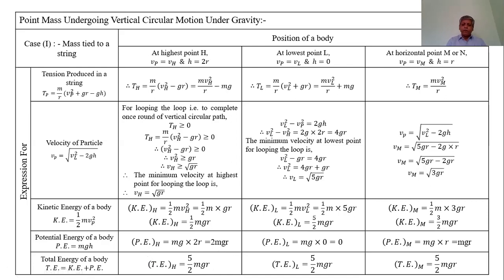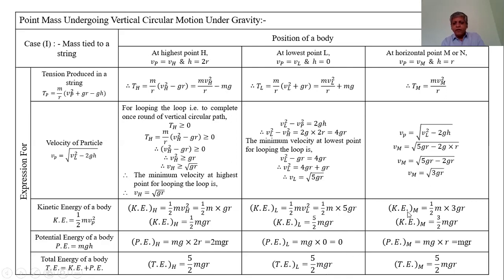Similarly, we can find out the kinetic energy, potential energy, and total energy at the lowest position and at the horizontal positions M and N. Kinetic energy at the lowest position is half m VL square, that is equal to half m into VL square, which is 5 times gr. Substitute it here, we get kinetic energy at the lowest position is equal to 5 by 2 times mgr. In this case, h is equal to 0, so potential energy is equal to 0. Therefore, total energy is equal to 5 by 2 times mgr.